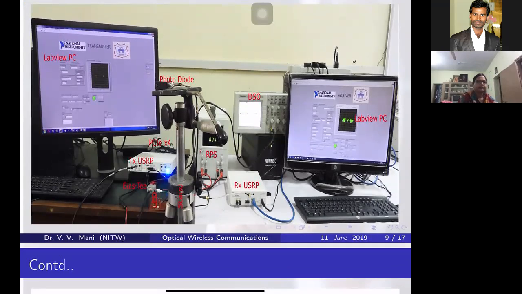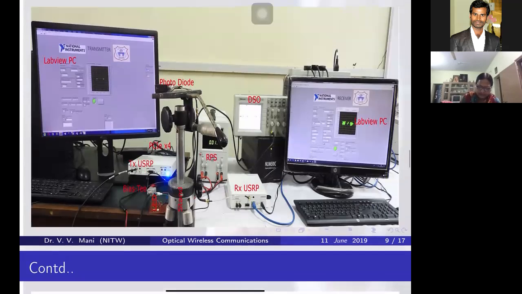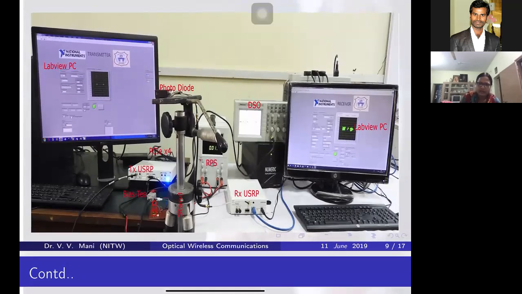Yes, madam. In the chat box, one participant raised a question. What is the optical channel here in the test bed, madam? Is it free space or fiber? It is free space. Yes, it is optical wireless communication. Only the devices are optical, but the channel is the same as your wireless channel, like your mobile channel.